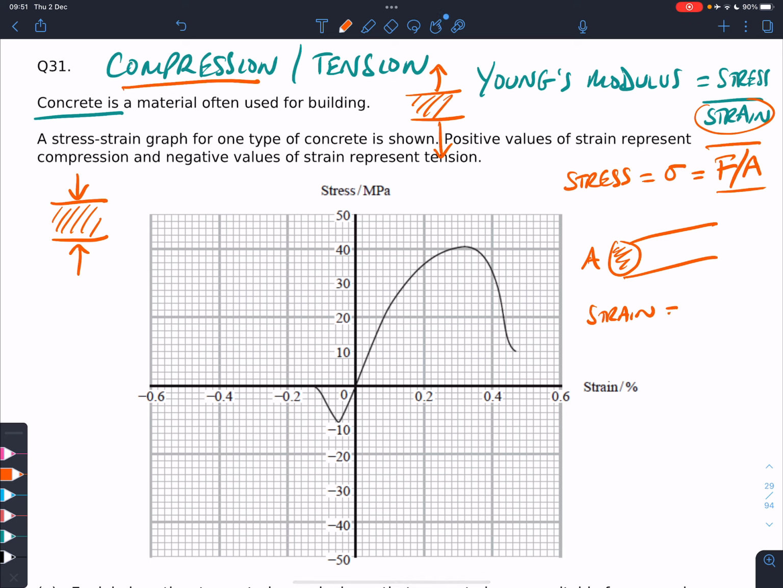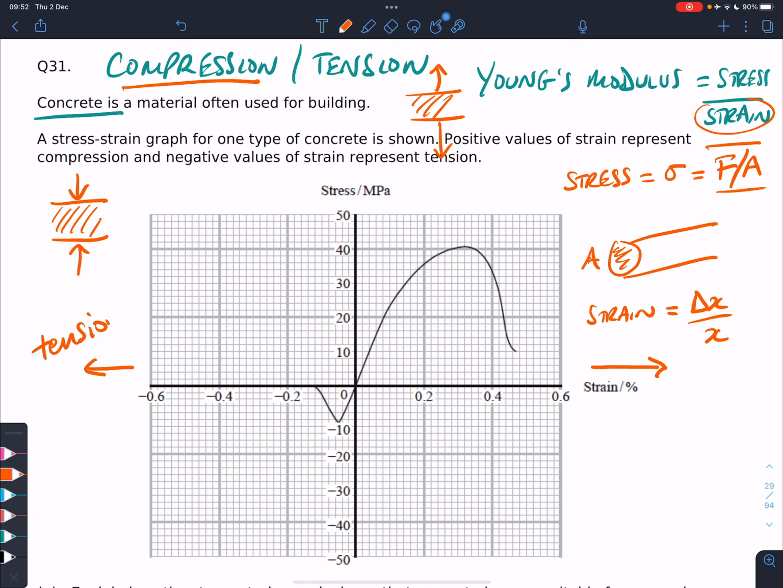And the strain is how much it changes its shape, as a percentage or as a fraction. It is equal to delta x, the amount that it changes its shape, over x, the original length of the sample that we've got. Okay, so they give us a graph, and positive values of strain represent compression. So this is the direction of compression, and this is the direction of tension.